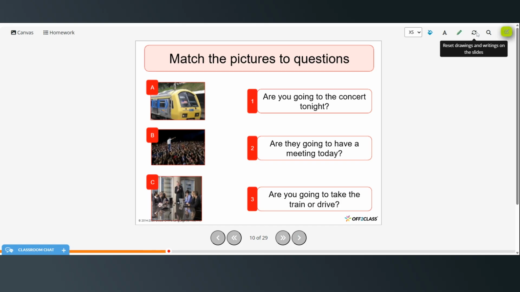Now we'll match these pictures to the questions. So are you going to the concert tonight? We go with picture B. Are they going to have a meeting today? Picture C. Are you going to take the train or drive? Picture A.